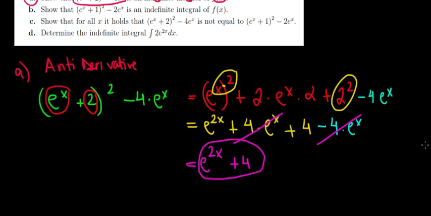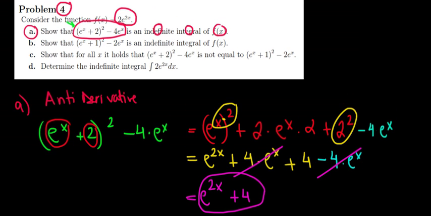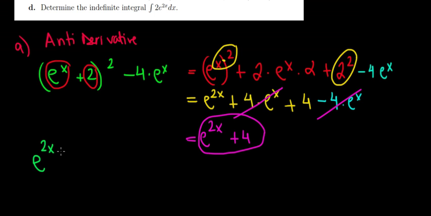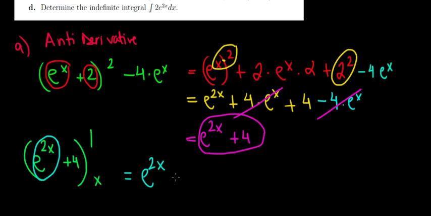Now, to prove that this is an antiderivative of the original f of x, which is 2 times e to the power of 2x, let's differentiate what we just found and see if we get back to it. So e to the power of 2x plus 4, derivative with respect to x. Let's see what that's going to be. Well, we differentiate every term. E to the power of 2x derivative with respect to x, that's e to the power of 2x multiplied with the power derivative, because we're using the chain rule. So 2x derivative with respect to x, and then plus 4 derivative with respect to x, that's just going to be 0.